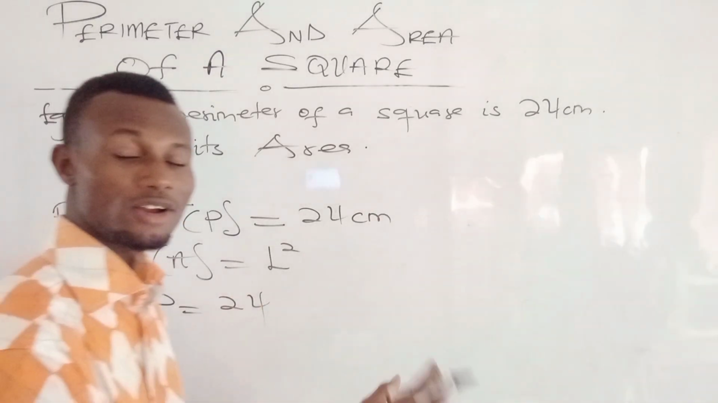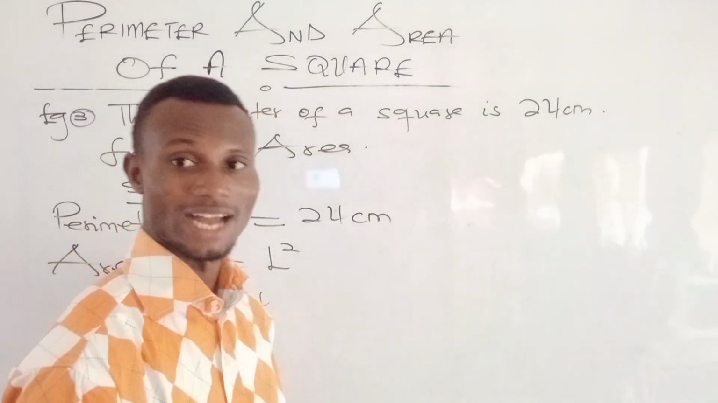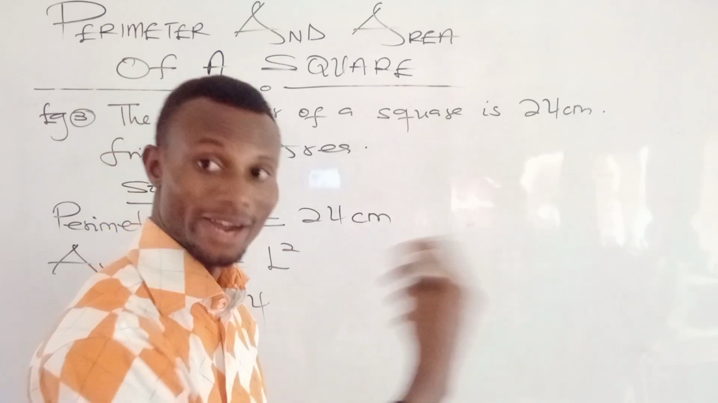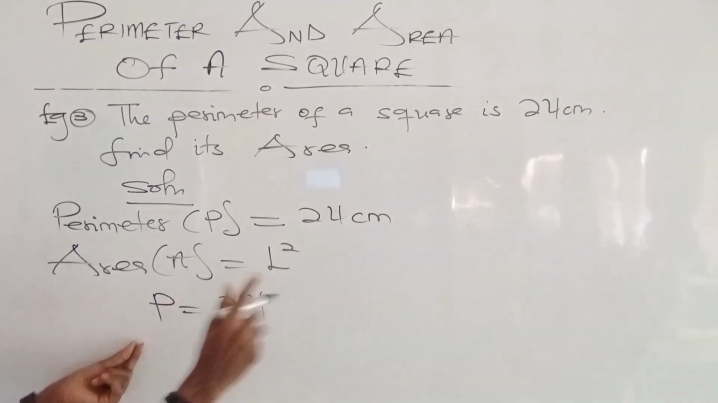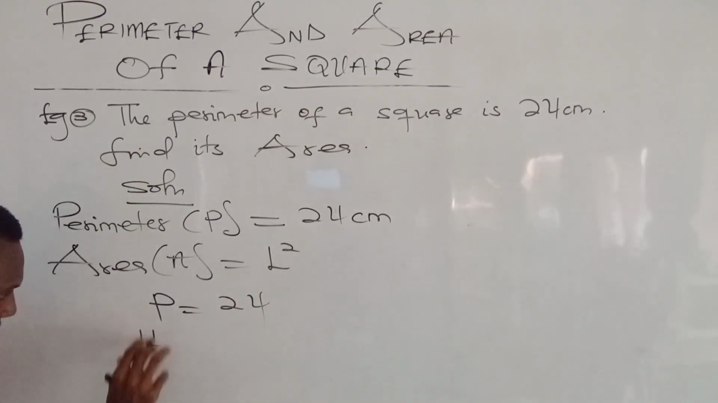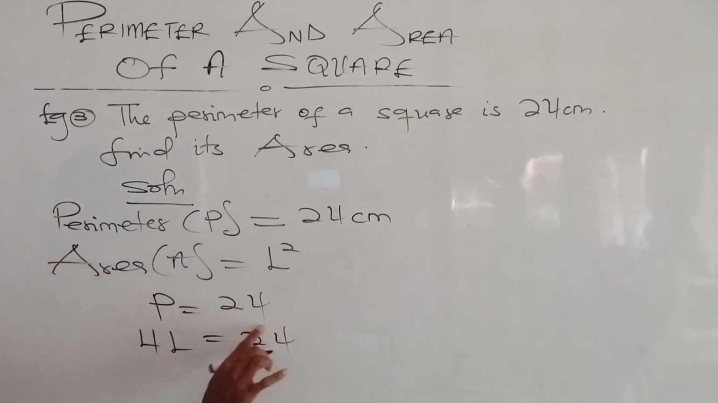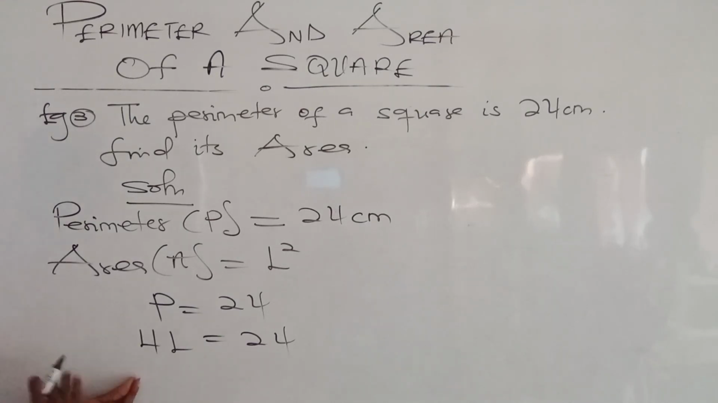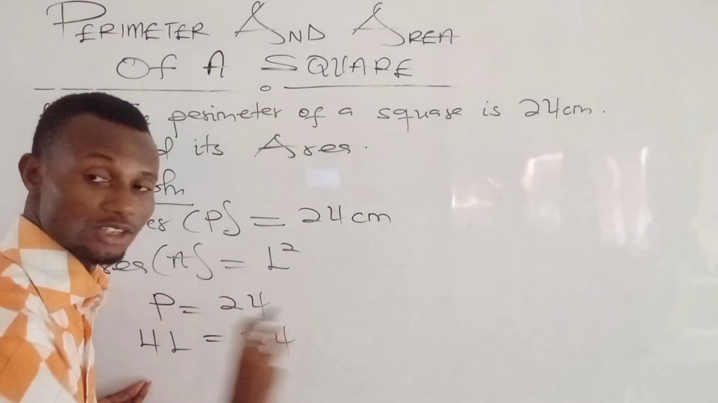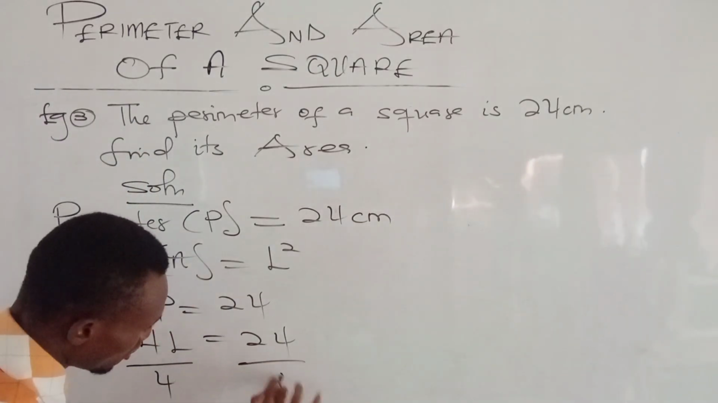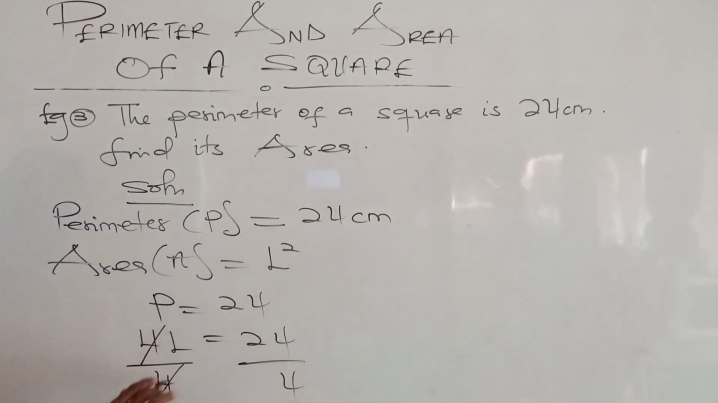I hope you remember, we've done this in the previous videos, that the formula for the perimeter of a square is 4L. So in place of this P, I'll put 4L there. So my 4L equals 24. It means we need to solve for L. So how do we solve for L? We'll divide through by the coefficient of L, which is the 4. So I'll divide here by 4 and here also by 4, so that this 4 and this 4 cancel.